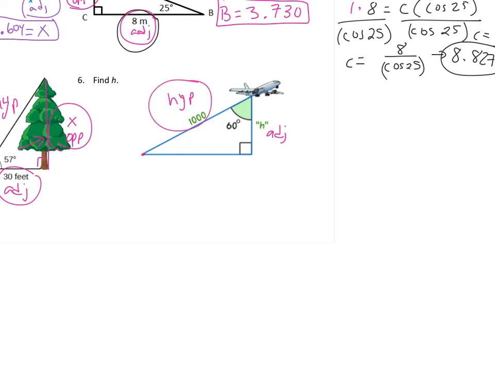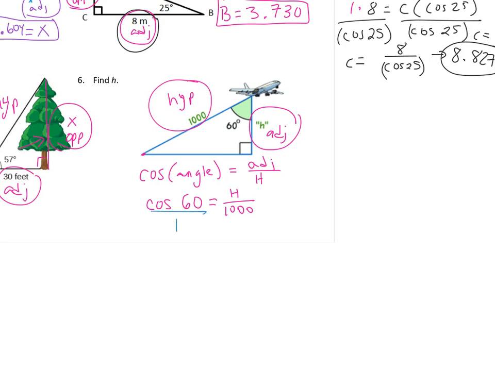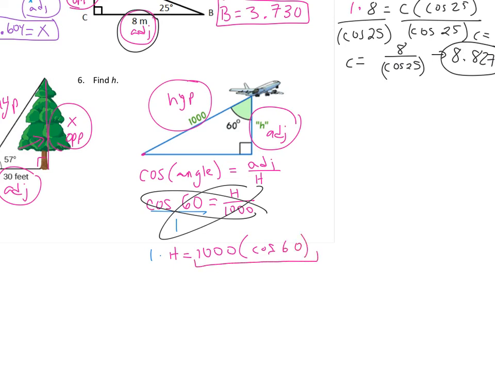We need to use the 1,000 because that's where the number came from, and we need to use our h since that's what we're solving for, and we have adjacent and hypotenuse. This is cosine again of our angle. Cosine of our angle is our adjacent over your hypotenuse, so let's go ahead and fill those in. So cosine of 60 should equal our h over 1,000. Now when you cross multiply, you'll be multiplying your 1 times your h on the left, and then 1,000 times cosine of 60 on the right, and 1,000 times cosine 60 gives you 500 exactly.